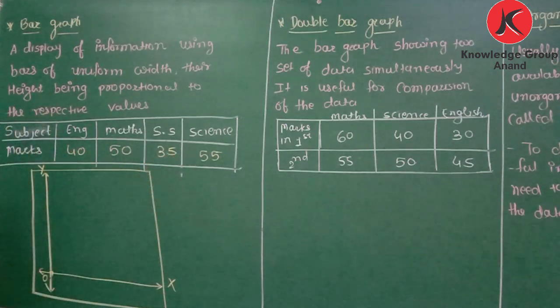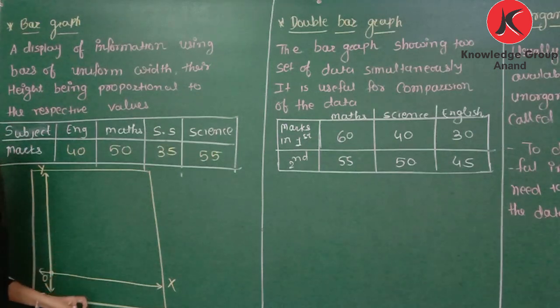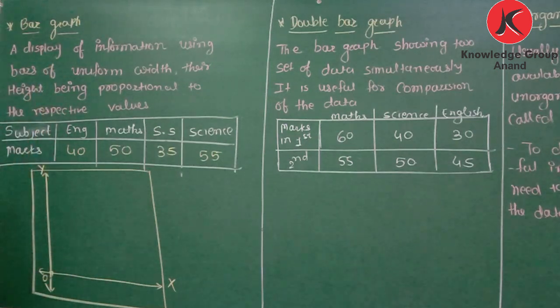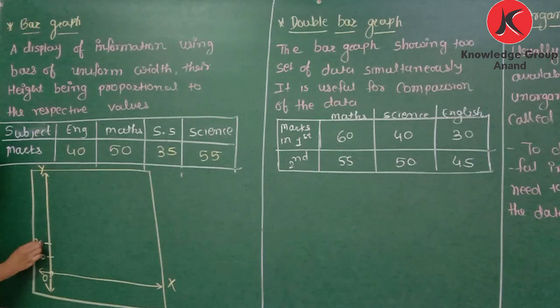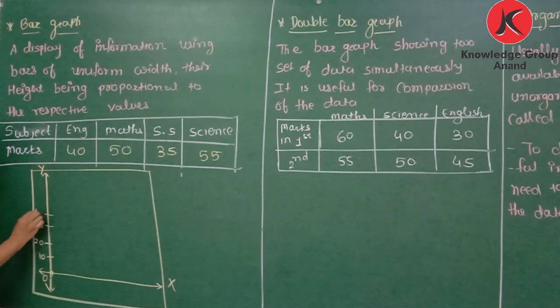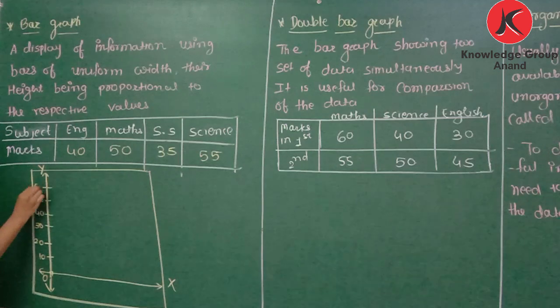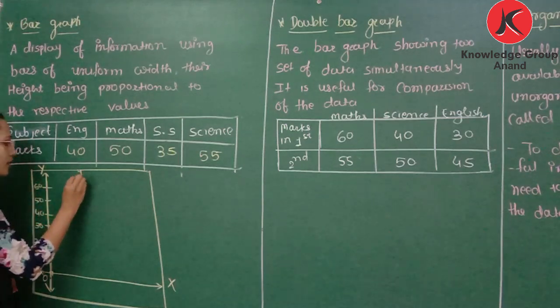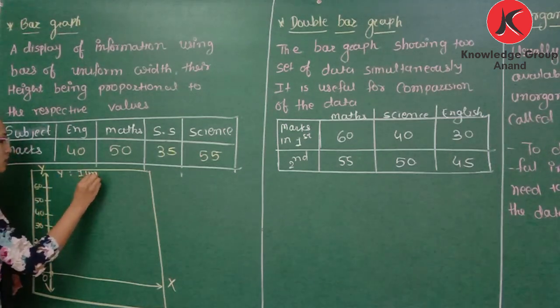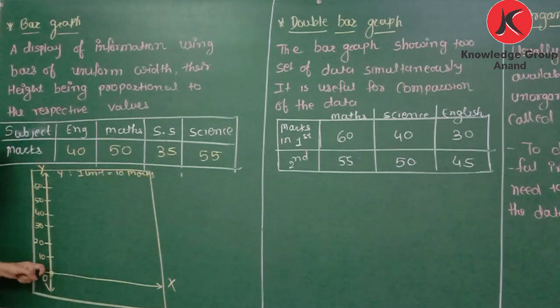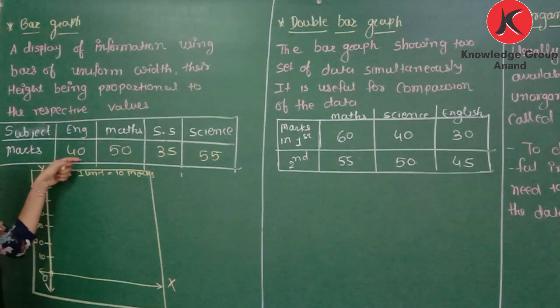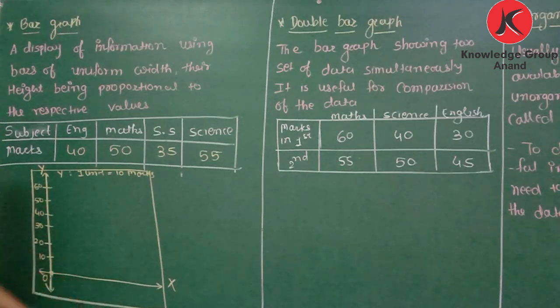So if we want to represent this information graphically using a bar graph, then we can give it here that 1 unit is equal to 10 marks, then this is 20, 30, 40, 50 and 60. It means here on the y-axis we can write 1 unit is equal to 10 marks. If you take 1 unit is equal to 5 marks, you need to write 1 unit is equal to 5 marks. Okay.